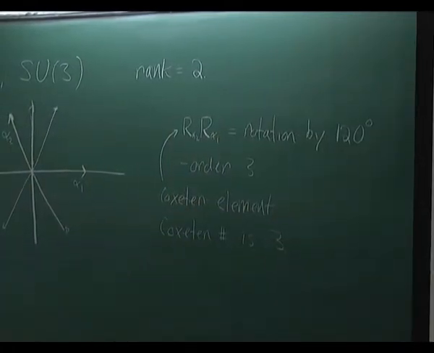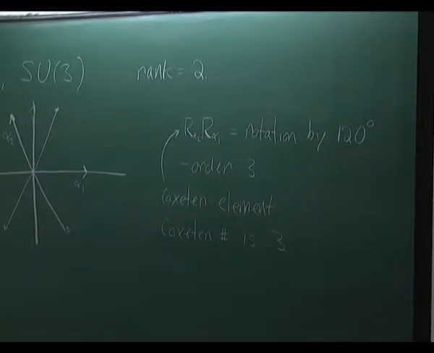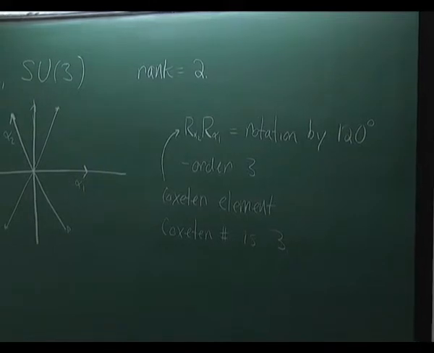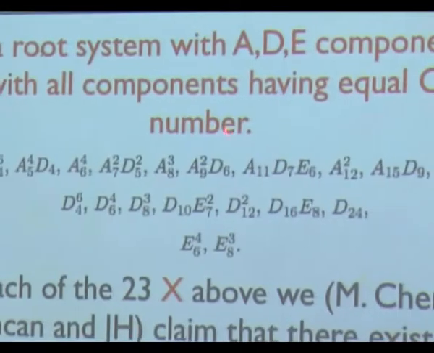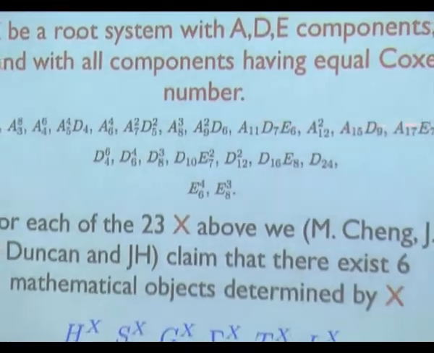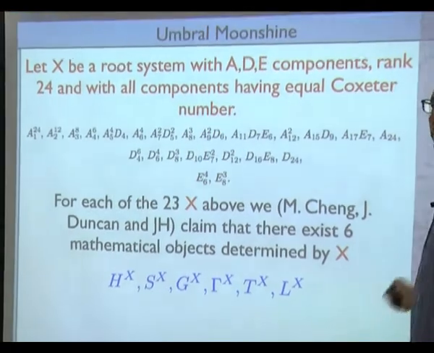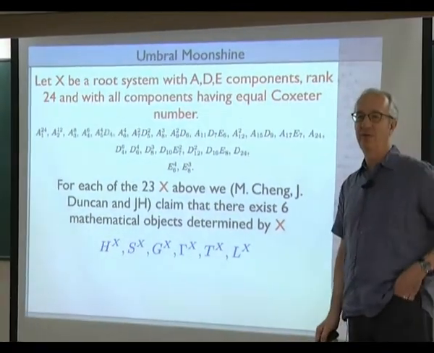And this has obvious generalizations to root systems of A, D, or E type. So take something that has components made out of A, D, and E root systems with total rank 24 and with all the components having equal Coxeter number. It turns out that there are exactly 23 such root systems.